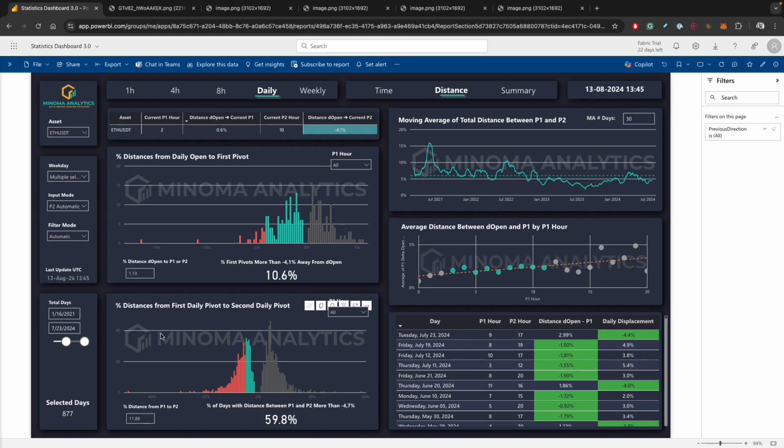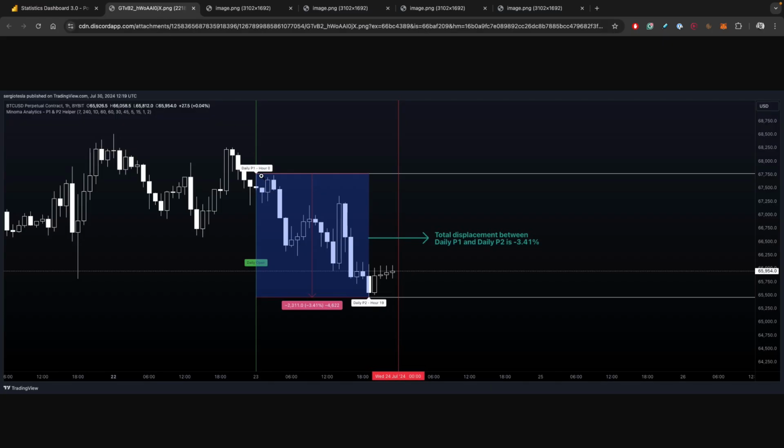First of all, what are we looking at? We're looking at the percent distances from first daily pivot to second daily pivot. So from P1 to P2. In this case, it's right here. And again, this is going to be an easier tutorial because it's a similar graph, so this will be a shorter tutorial.